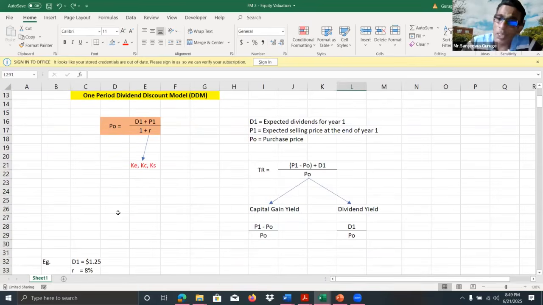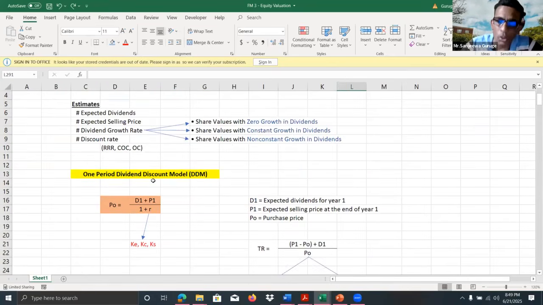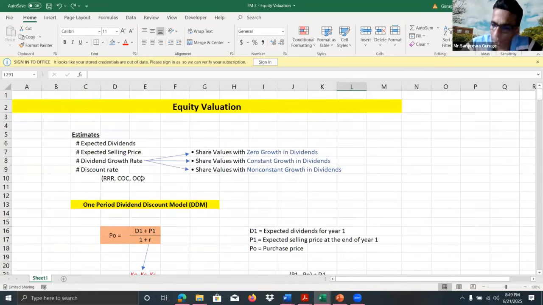That's why it is very important to estimate the growth rate. And to estimate the growth rate, there are a number of different methods that can be used. When we do business valuation, it is important to estimate this constant growth rate. Using the constant growth rate, it's possible to estimate the share price.